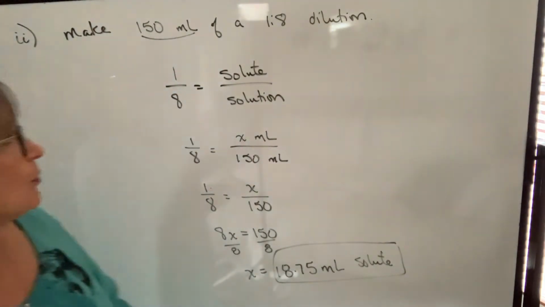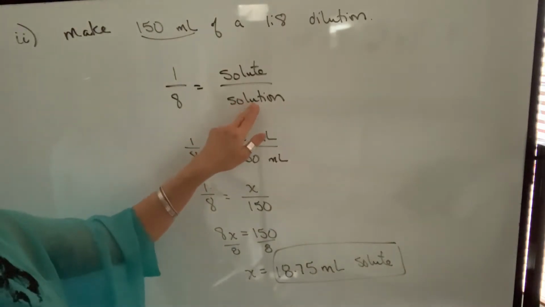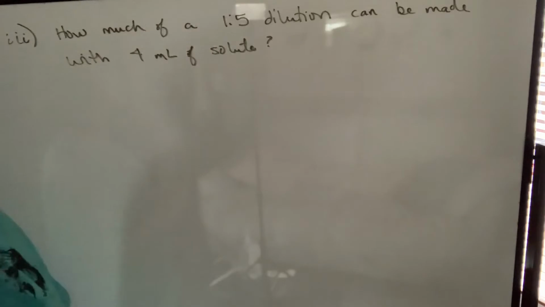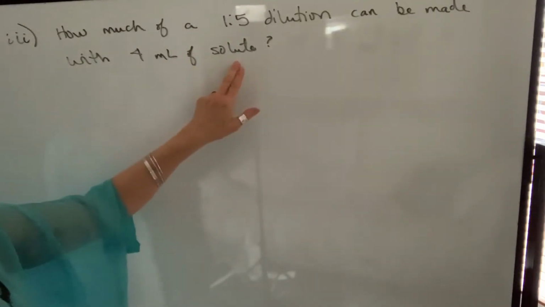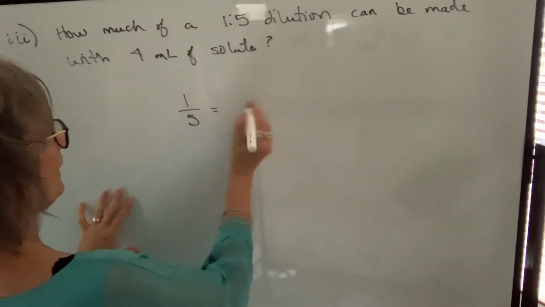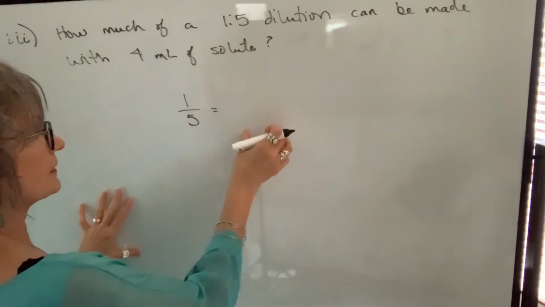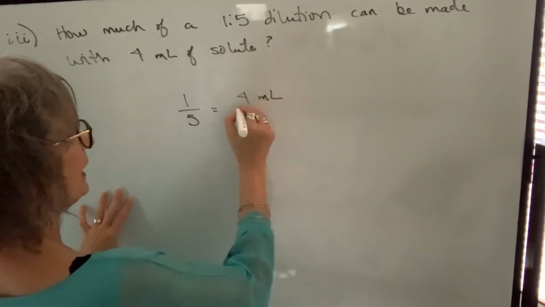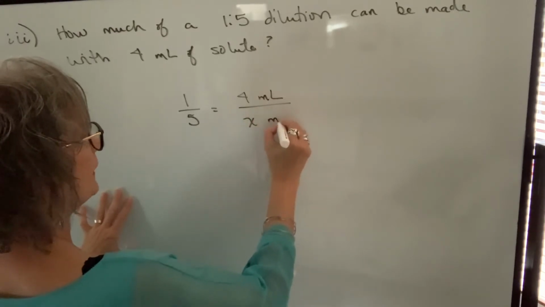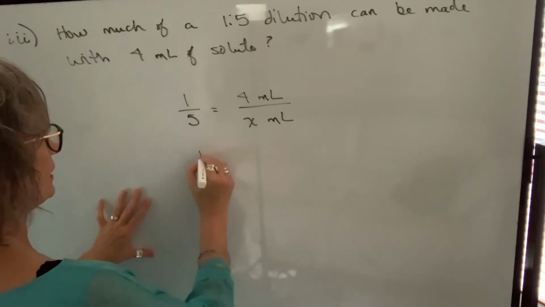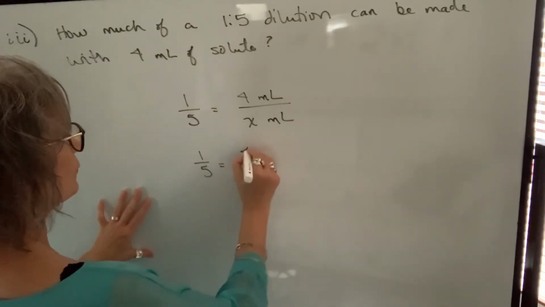Let's now do an example where we don't know the amount of solution, but we know the amount of solute. So the question says, how much of a 1 to 5 dilution can be made with 4 milliliters of solute? So again, our dilution, our ratio is 1 to 5, and that has to be equal to solute over solution. So our solute is 4 milliliters, and we're finding how much solution. It will be in the same volume unit, milliliters. So we can drop the units and just write it 1 to 5 equals 4 over x.